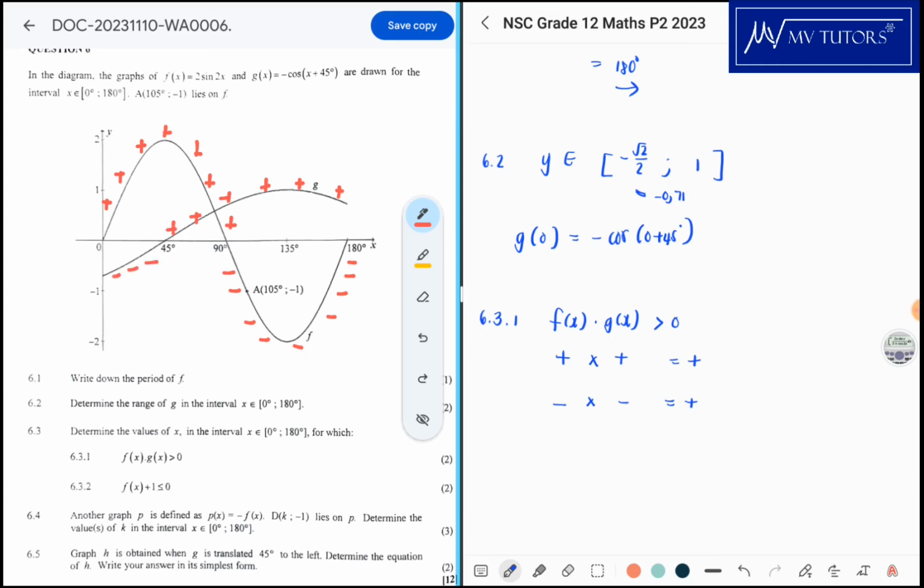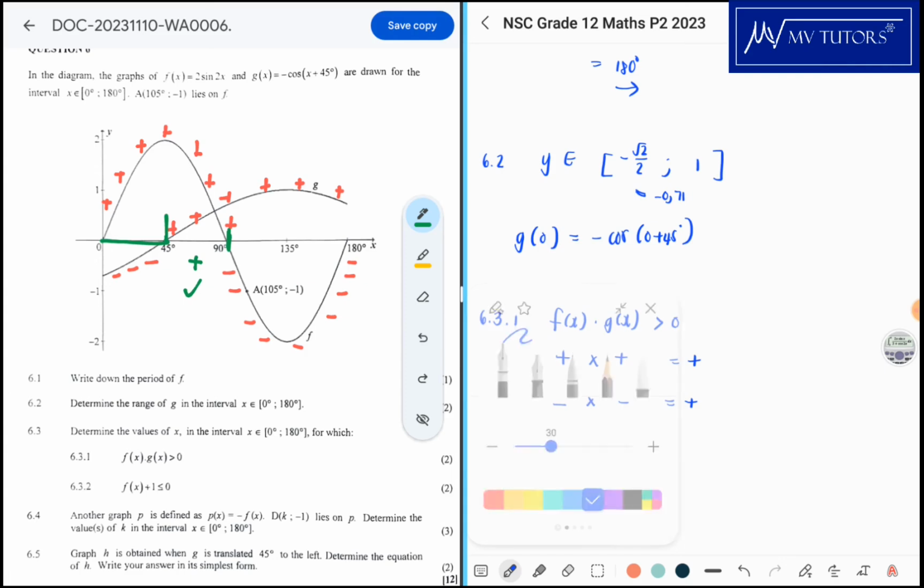but negative over here. So we can see that from 0 all the way to 45, this will not work out because I have positive values and I have negative values, and positive times negative gives me negative. But from 45 all the way to 90, I see that I have positive all throughout, so this will give me a value bigger than 0, so that's great. But now from 90 onwards, I have negative for f and positive for g, so that will not work out.